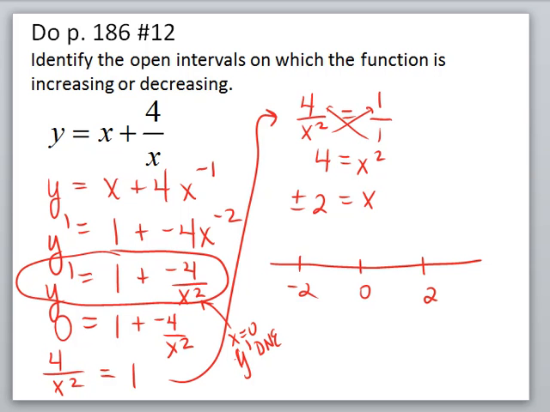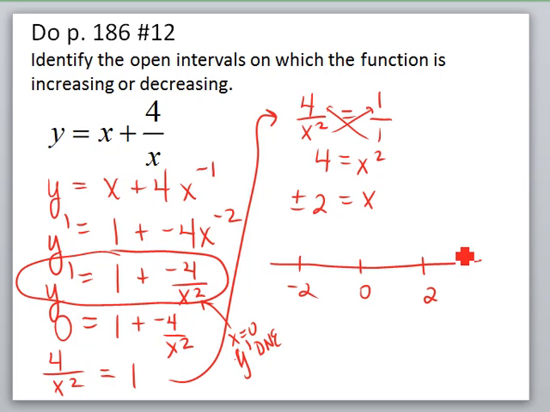Getting ready to test the intervals, and so that's what I'm going to do right now. When I'm testing the intervals, I am going to just try numbers in between here, and I'm going to put them into the first derivative because I'm curious what's going on with the first derivative. Is it positive or negative? So I don't actually have to come up with the exact value. I just need to know if it's positive or negative.